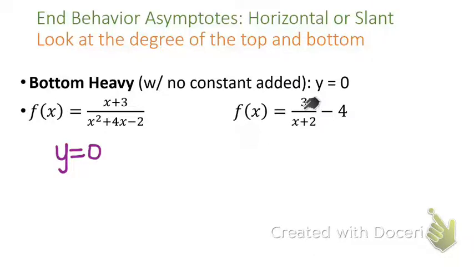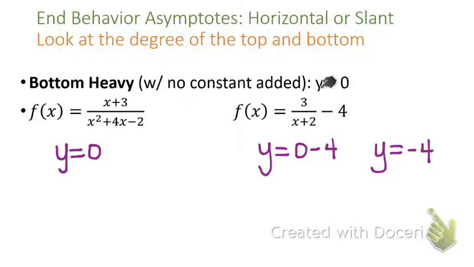This example, you see how you have an exponent of 0 and then an exponent of 1. So this piece is 0. But because you're subtracting the 4, this ends up being y equals 0 minus 4. So this has a horizontal asymptote at y equals -4. So if you have a constant being added or subtracted, it is going to move it.